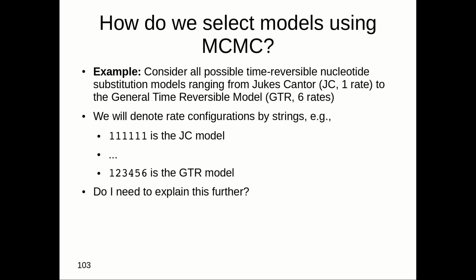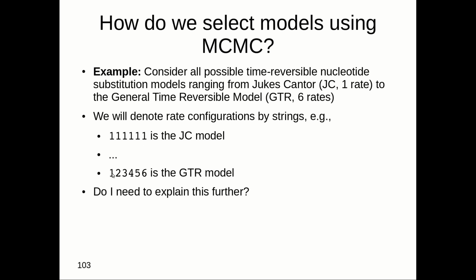So here's an example. Consider all possible time-reversible nucleotide substitution models ranging from Jukes-Cantor, which has 1 rate, to the general time-reversible model GTR, which has 6 rates. We will denote the rate configurations of possible models by strings. A string of 1, 1, 1, 1, 1, 1 is the Jukes-Cantor model. It tells us that all 6 rates in our nucleotide substitution model are identical.